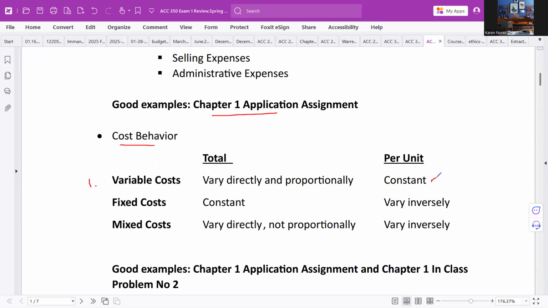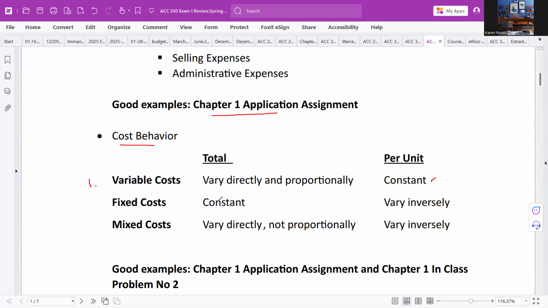So the total is going to vary, which means as the activity or the volume increases, the total variable cost is going to increase. If the volume decreases, then the total variable cost will decrease. And it's proportional, which means that as the activity increases, the total cost increases at the same rate. So if you had a 10% increase in your volume or your activity, you'd see a 10% increase in your variable costs, but the per unit stays constant.